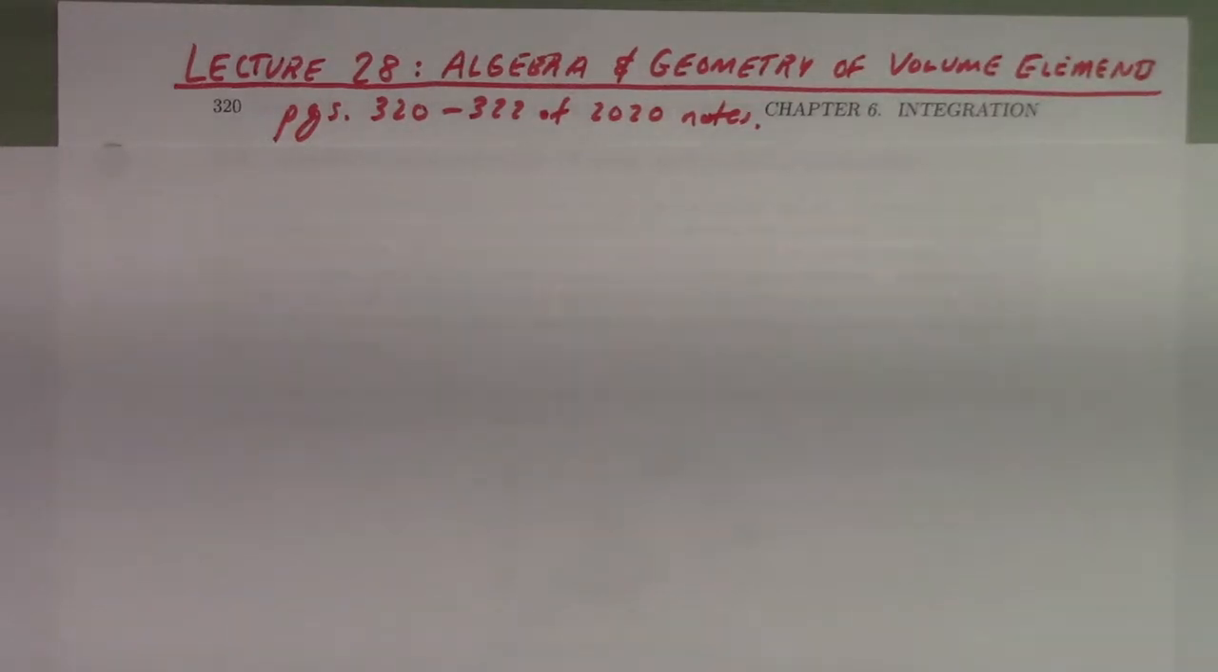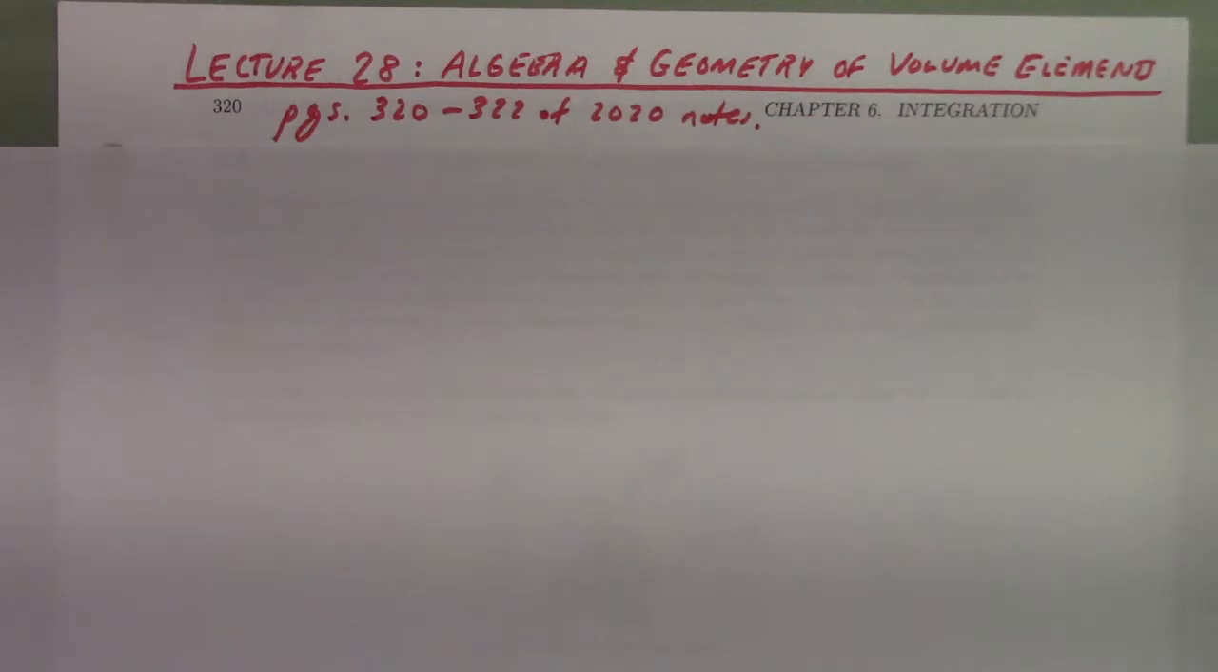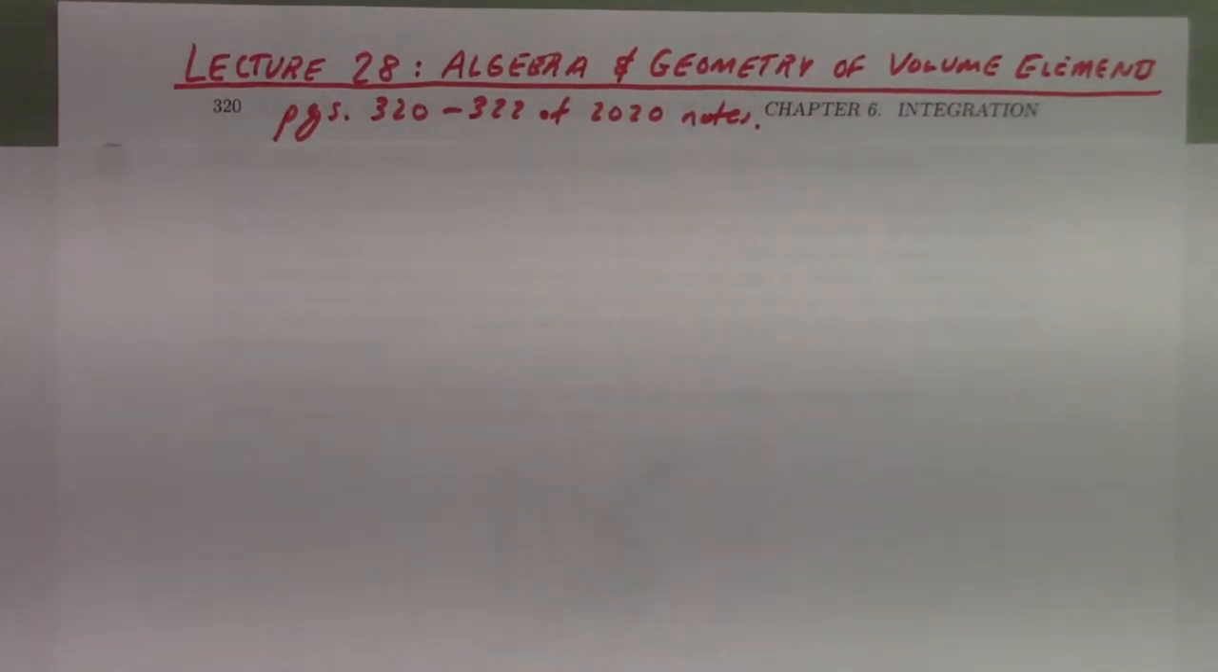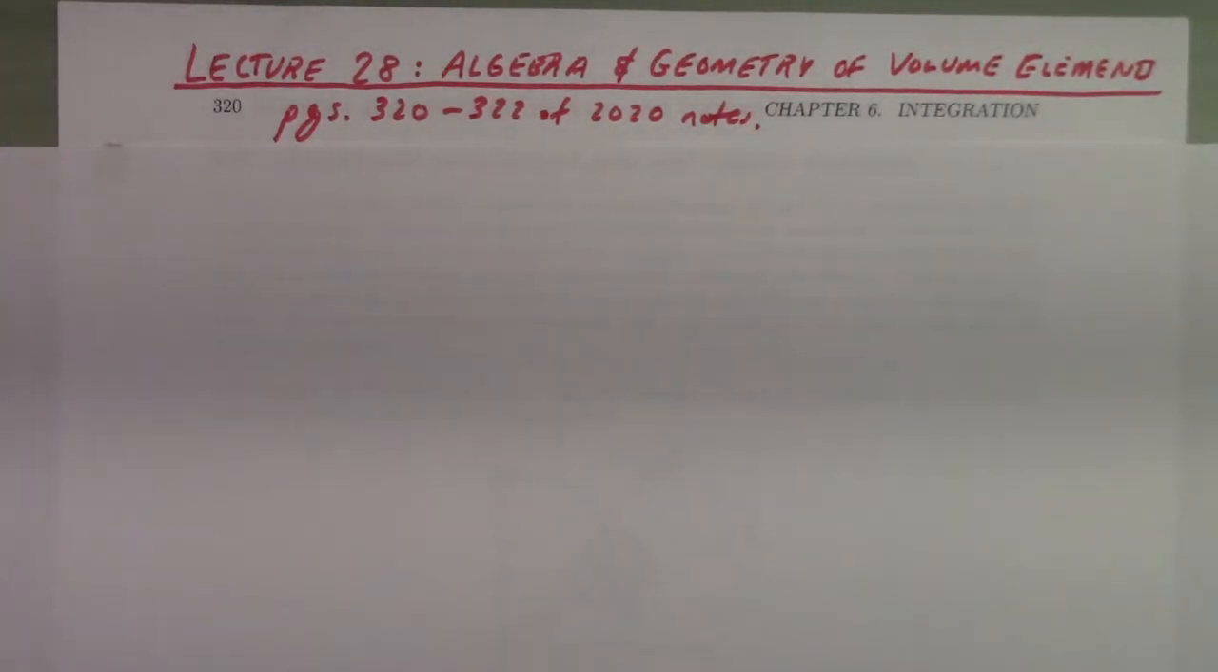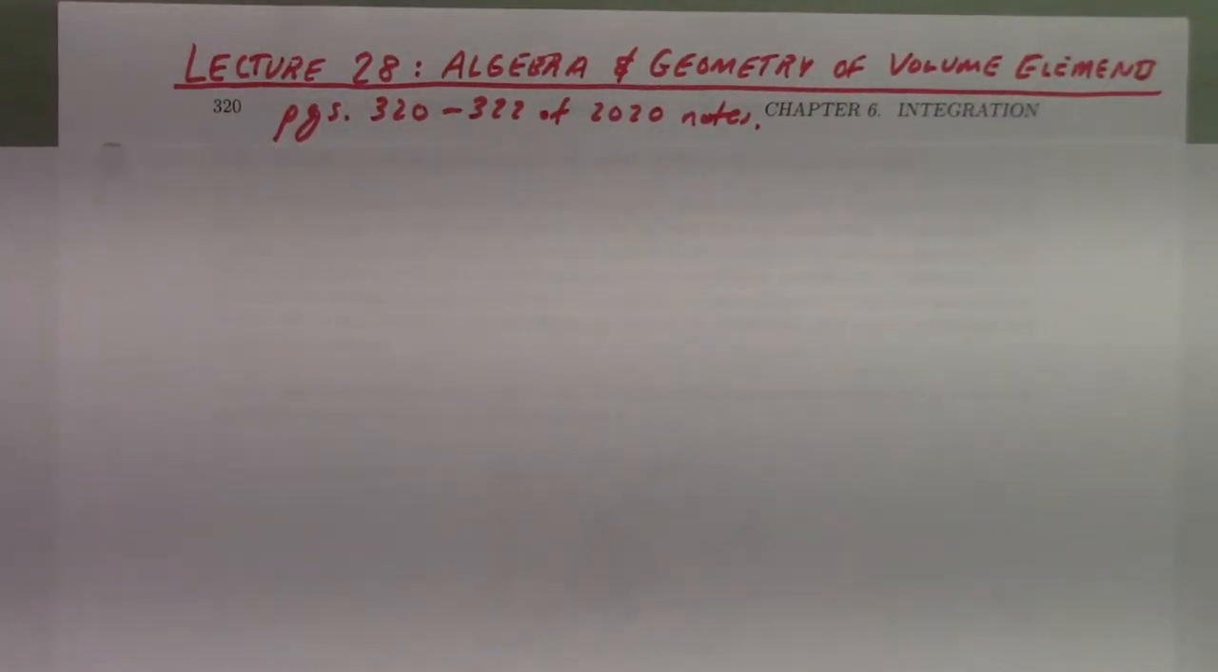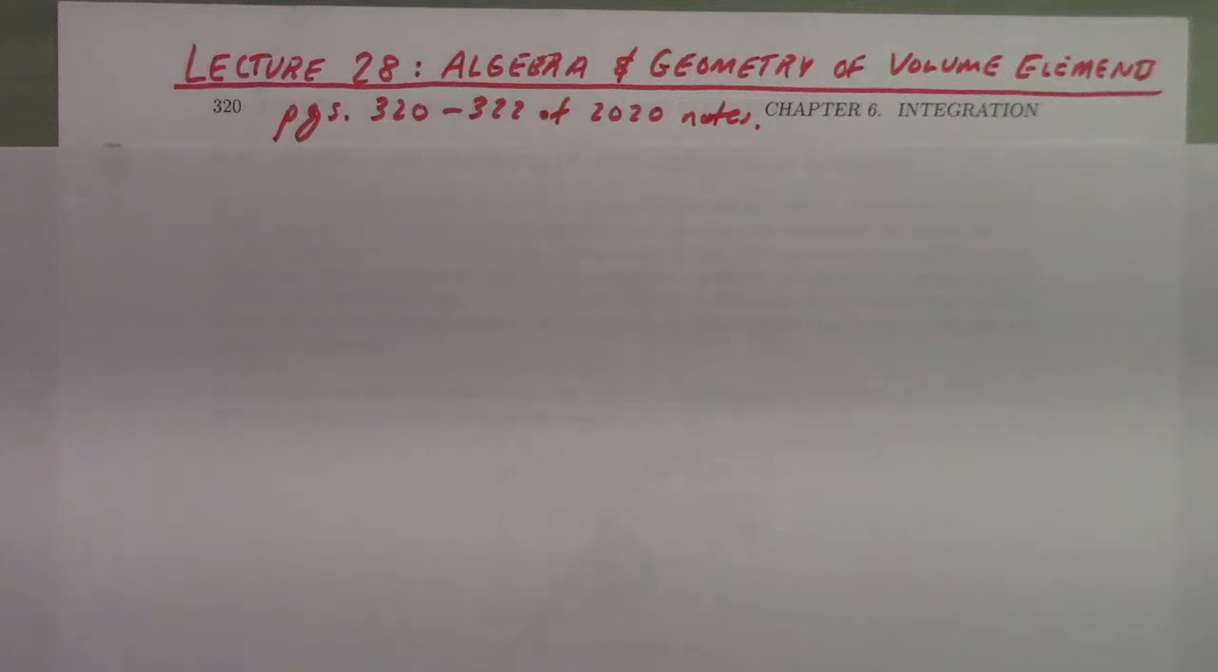So lecture 28 is on the algebra and geometry of volume elements, and in some sense this is really just a quick introduction to some of the last part of this course as I've constructed it for you this semester. In particular, in the very last bit of the course, I'm going to talk to you about differential forms and how we can do calculus 3 using differential forms. This is a sort of short introduction to some of those ideas.